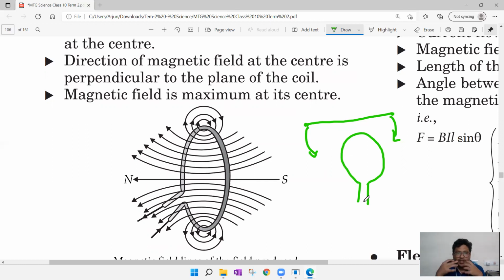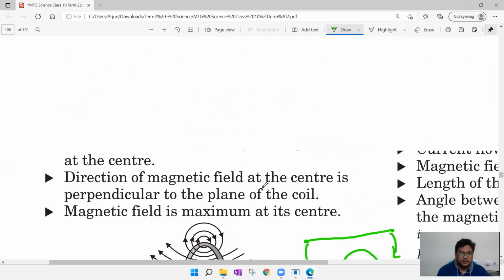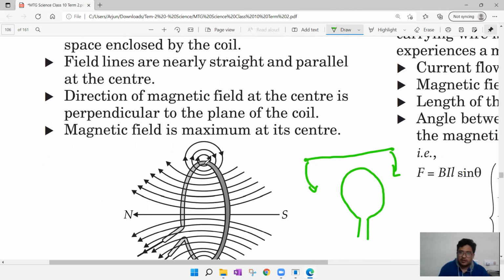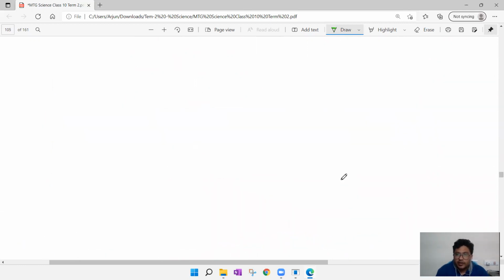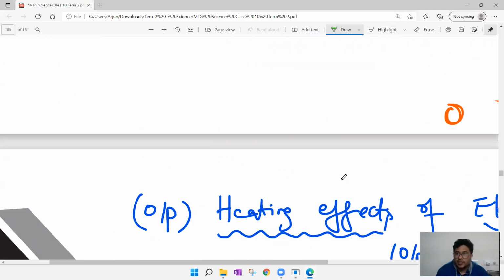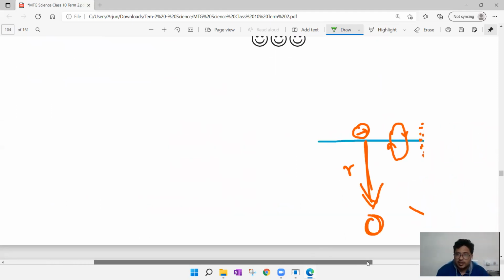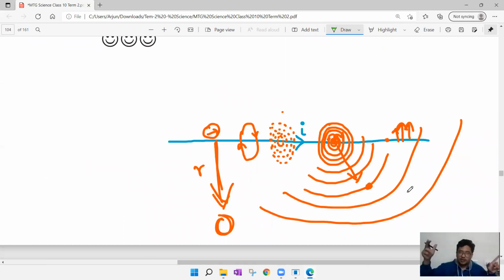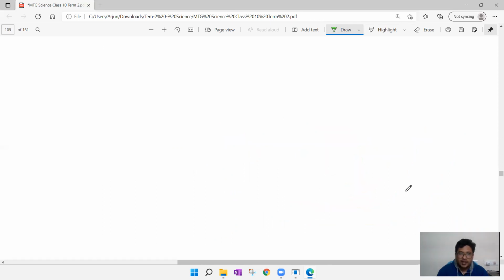Now if electricity is passed through circular coil, then what about the magnetic field? You see, the magnetic field lines are nearly circular and concentric. Let us consider this point. If you consider this point, yes, we can observe circles. And I told you another concept, that whenever you are moving away from the conductor, when distance is increased, what happens? Automatically, the circumference and diameter of the circle will increase, isn't it? It will expand.